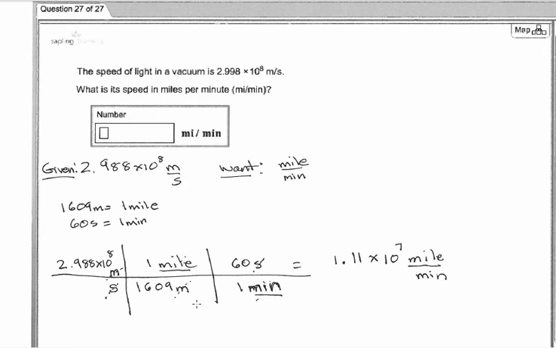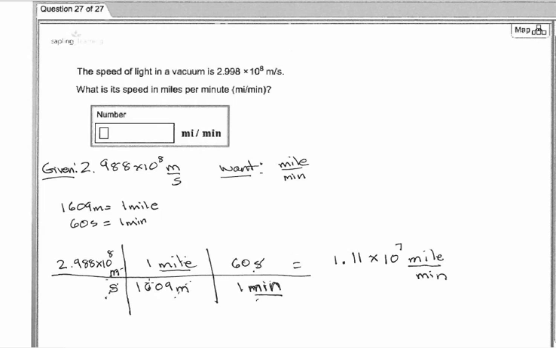Now on to my time conversion. I have seconds in the denominator, and I want to cancel that out. So my seconds needs to be in the numerator. So the conversion factor with seconds in it is 60 seconds is equal to 1 minute. My seconds cancel out, and my minutes remain.